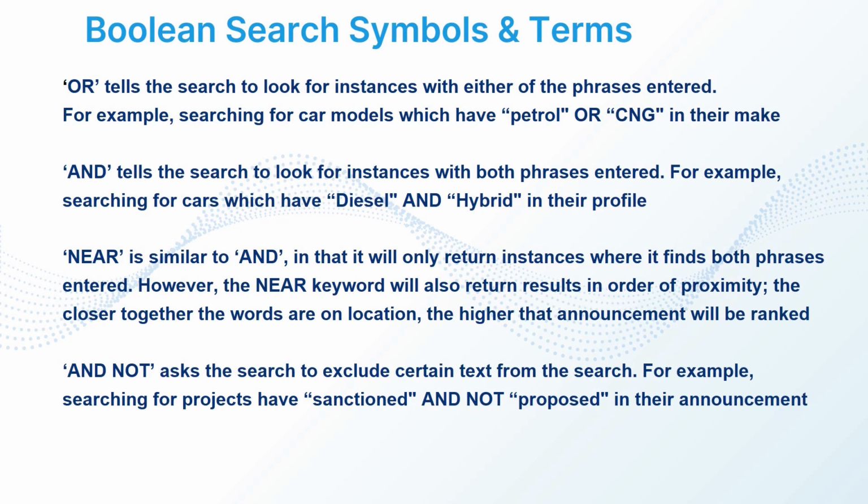Now that you've learned how to create Google Alerts and also how to make your alerts specific to your needs, I'm going to give you a final tip. And this is the tip that I was asking you to wait for. Use Boolean symbols and terms in your search to make it more relevant. These are some of the most widely used ones.